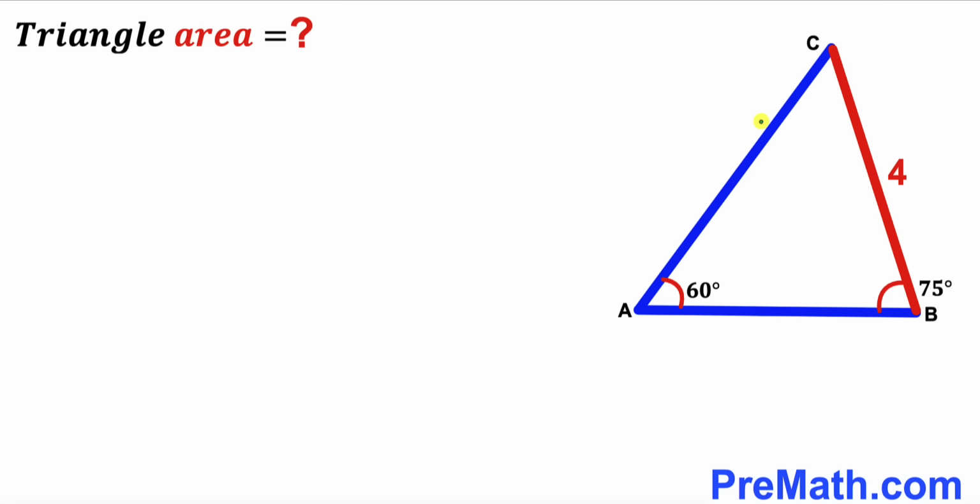We have this scalene triangle ABC, as you can see in this given diagram, such that the side length BC is 4 units, and moreover, this angle BAC is 60 degrees, whereas this angle ABC is 75 degrees. And now our task is to calculate the area of this triangle ABC.